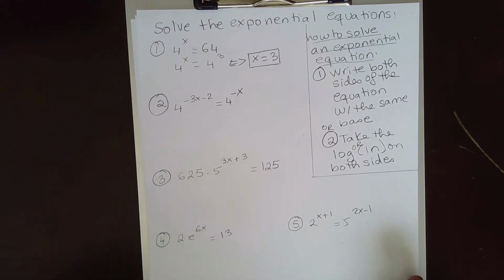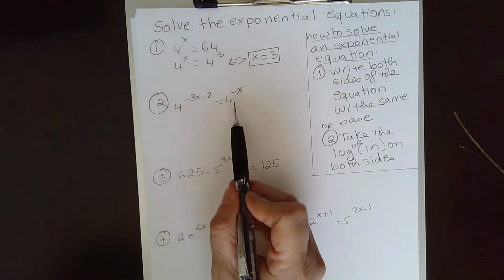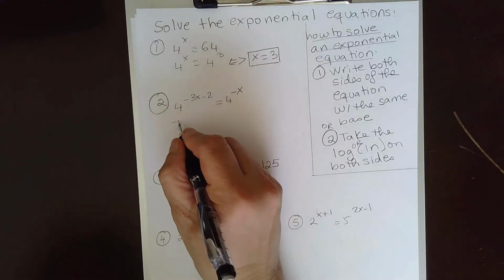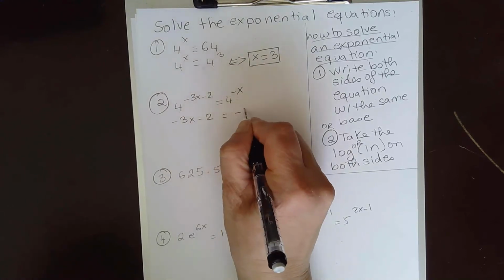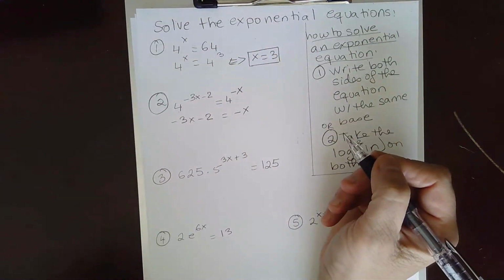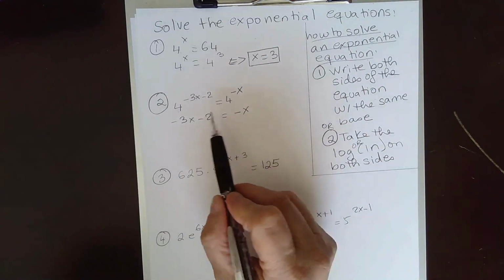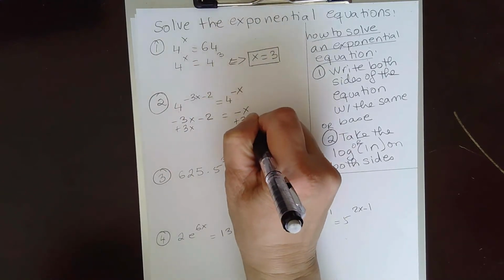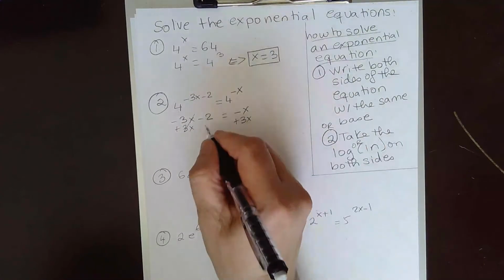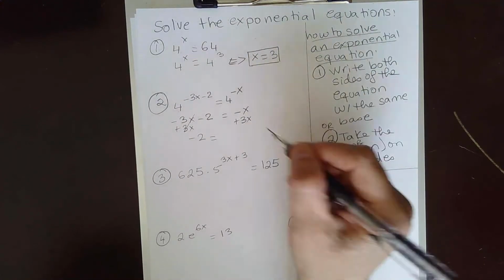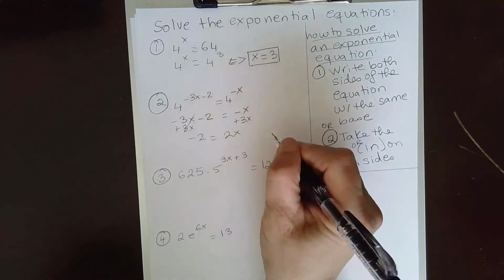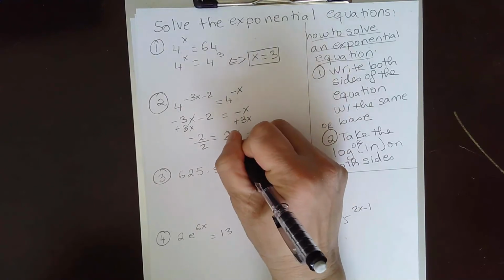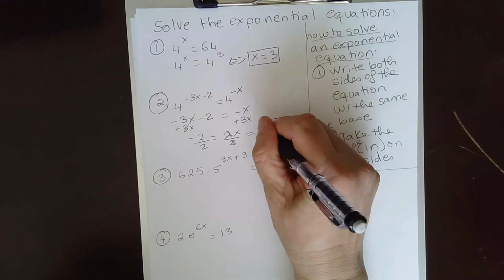Now let's take a look at number 2. And number 2 here, we do have the same base. All you have to do is set the powers equal to each other. So it's negative 3x minus 2 equal to negative x. Now you solve for x. You have the option to either take the x on the left side or take that to the right side. I'm going to go ahead and take this to the right side. So this cancels. And then here you have negative 2 equal to 3x minus x. And that will be 2x. You divide by 2 to isolate the variable, and then you get x is equal to, this cancels, negative 2 divided by 2 is negative 1, and that is your solution.